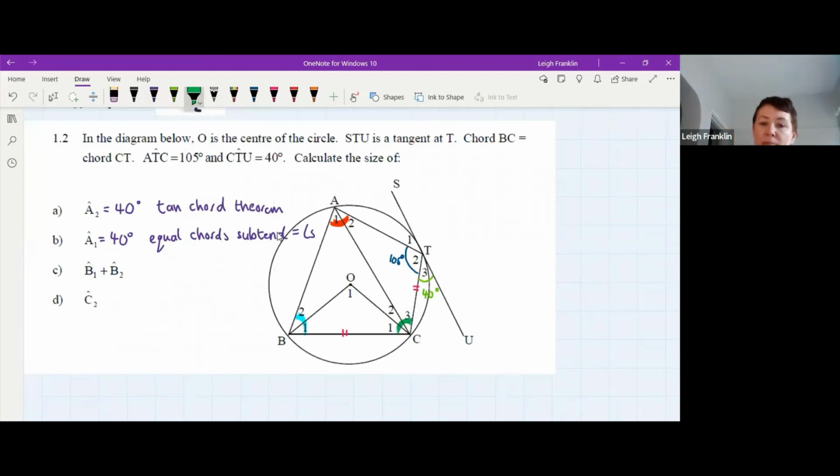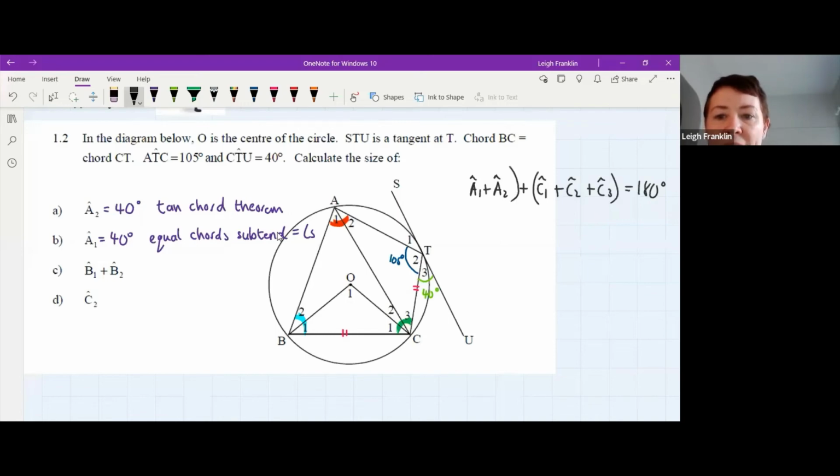The deal with cyclic quads is that the opposite angles are supplementary. So in other words, what we see to be true here, Lebogang, is that if we add A1 and A2 together, and we add that to C1 and C2 and C3, they will add up to 180 degrees. Okay, so angle C and angle A are supplementary, they add up. So that means that if T2 is 105, it means that B1 has got to be 75, like Ntando said.